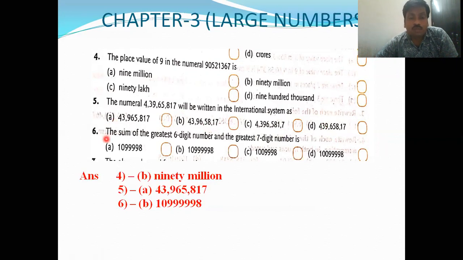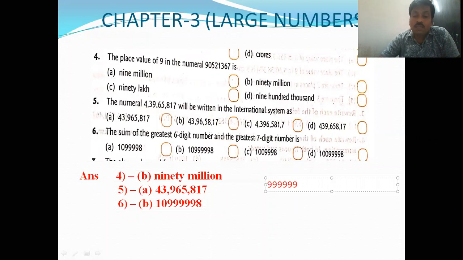Okay. Now let us take question number 6. The sum of the greatest 6-digit number and the greatest 7-digit number. What does the question say? The sum of the greatest 6-digit number. Okay, children. What is the greatest 6-digit number? 9, 9, 9, 9, 9, and 9. Okay, this is the greatest 6-digit number.